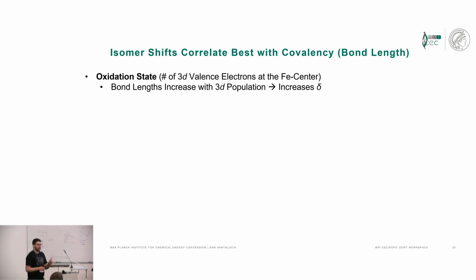I do want to make a little bit of an announcement. We use bond length typically as a proxy for covalency, but it doesn't always hold, and I'll talk about that in a second. But it's really all about covalency. So 3d valence population at the iron center changes the oxidation state. Bond lengths increase with 3d population. That leads to an increase in the isomer shift.